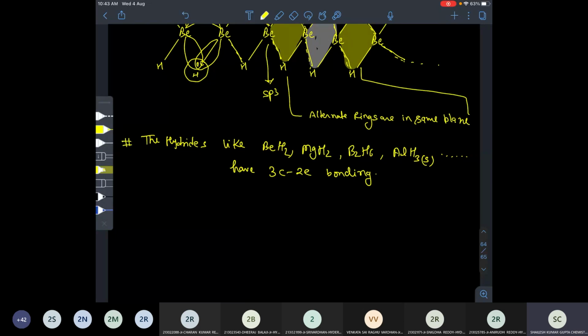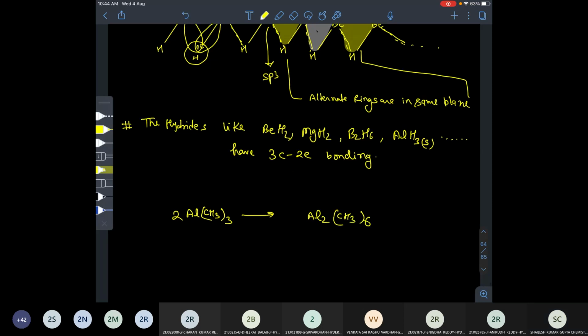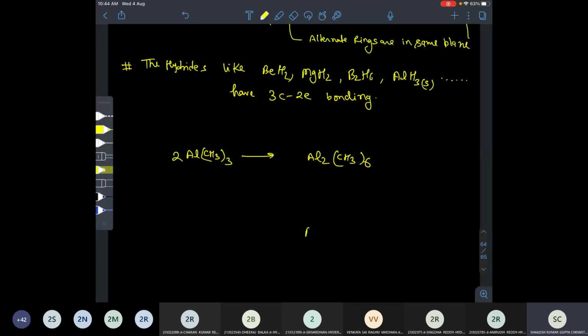So now the next question comes: sir, will we get this three center two electron bonding only in the case of hydrides? Don't we have other cases? Yes, we do have, my dear. Al(CH3)3, when it undergoes dimerization, that means Al2(CH3)6, even in this case we have that bond. Here also the same situation is there.